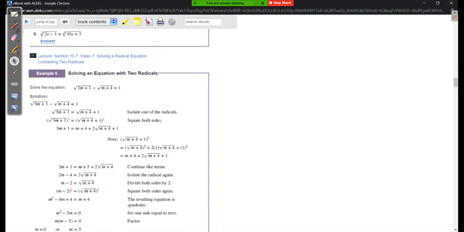All right, example 6. Okay, so I got really bad news for you. There is no easy way around this. You must take care of these radicals one at a time. So what I mean by that is we need to isolate one radical and then solve, and then isolate the other radical and then solve.